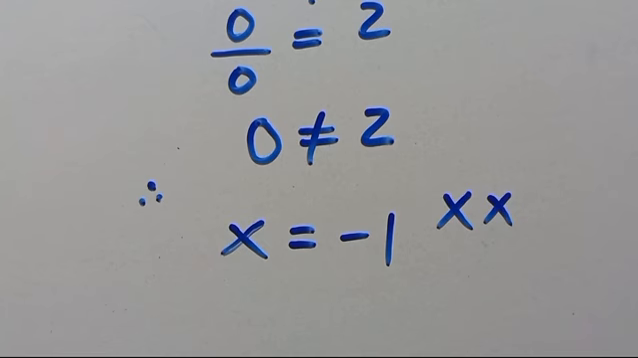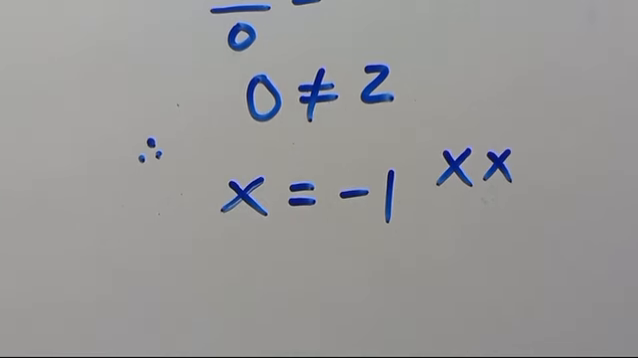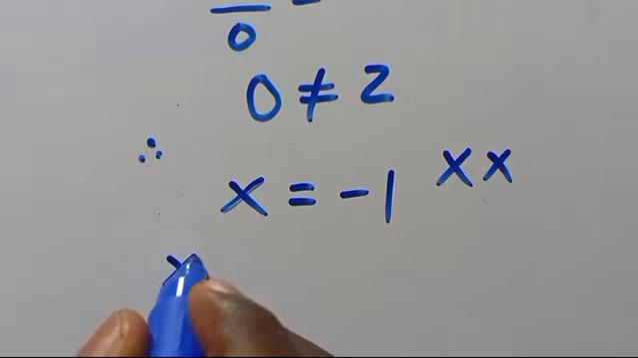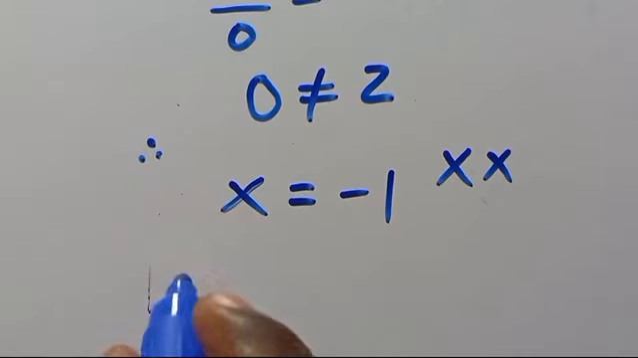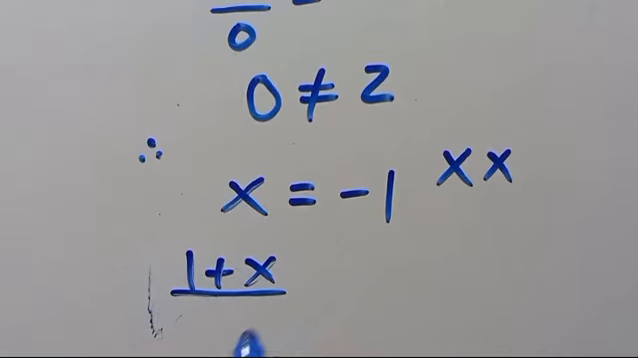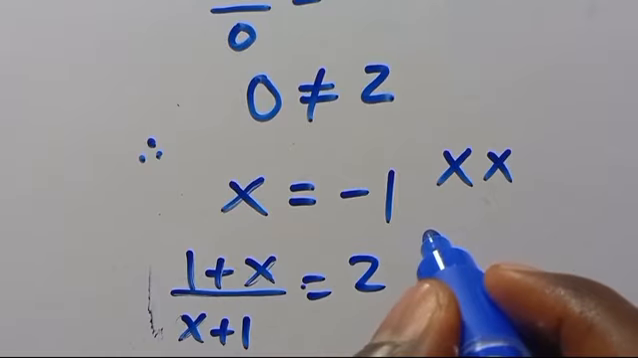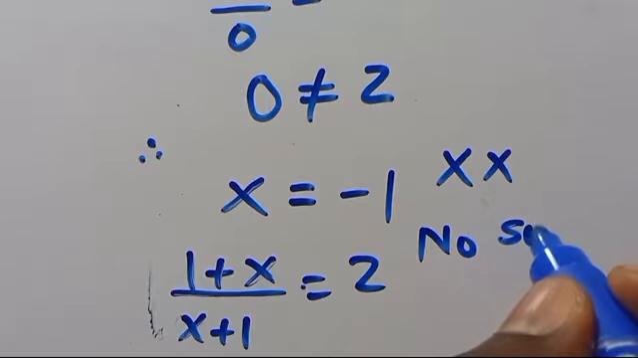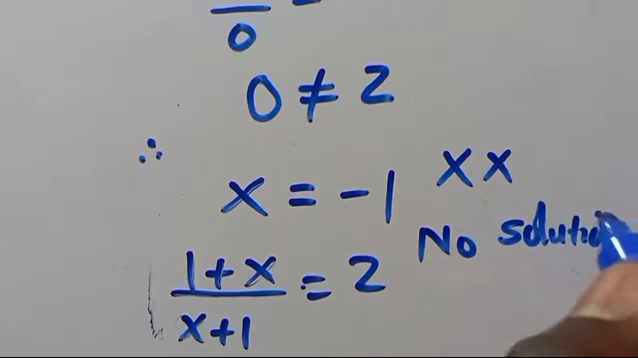So from here, x will be... 1 plus x over x plus 1 that equals 2 has no solution.